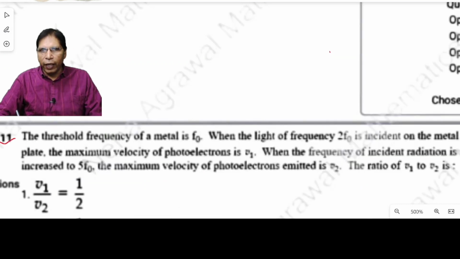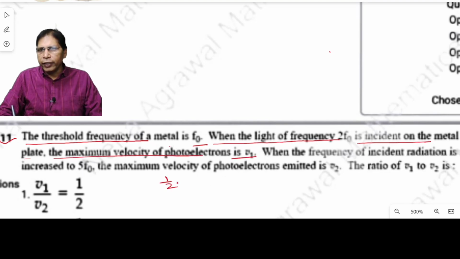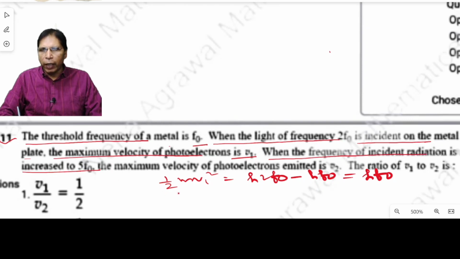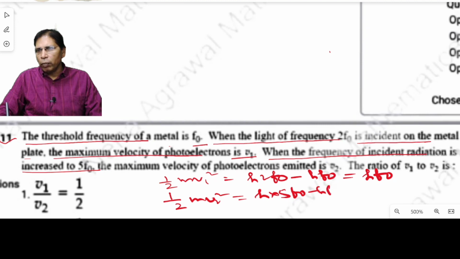Now question number 11. The threshold frequency of a metal is f naught. When light of frequency 2 f naught is incident on a metal plate, the maximum velocity of the photoelectron is v naught. Now look at this. This is half m v naught square, which equals h 2 f naught minus h f naught. So this is h f naught. Okay. When the frequency of the incident radiation is 5 f naught, the velocity is v2. So half m v2 square equals h into 5 f naught minus h f naught. So this is 4 h f naught.